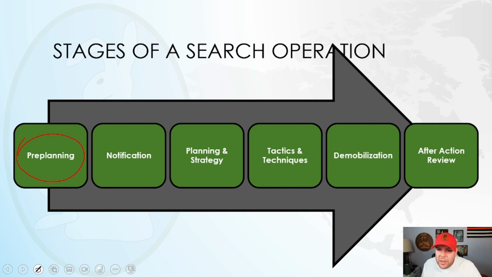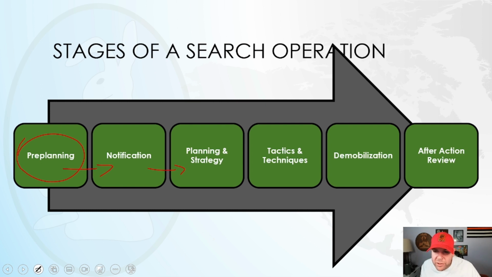So from there, we move into the notification phase, which is something we talked about in the last module. This is where we get some kind of a notification. We're being activated. We have enough information at that point to put teams in the field. It's safe for us to do that. So then it's time for us to go ahead and activate the team, which takes us to planning and strategy.